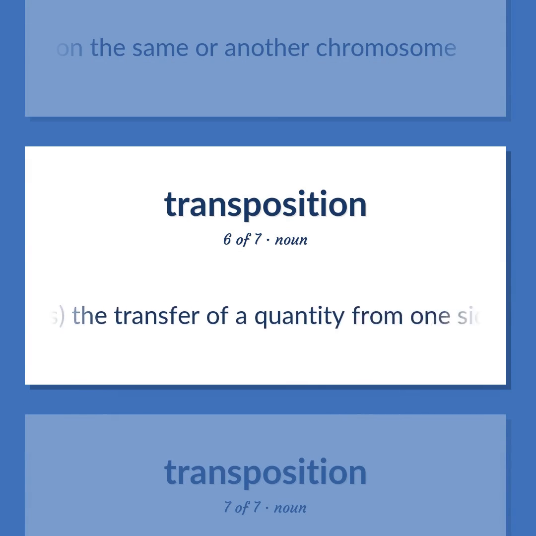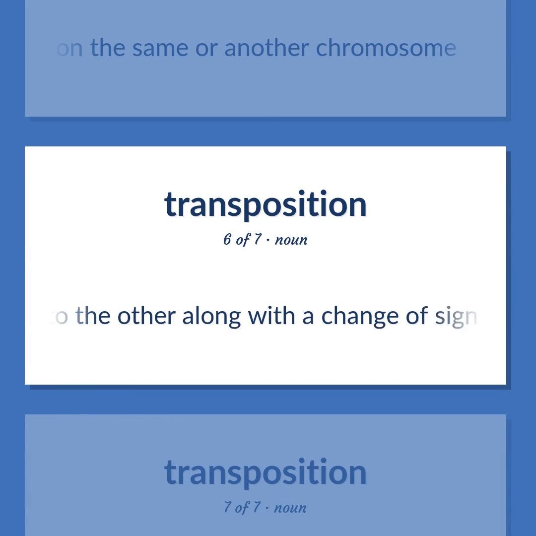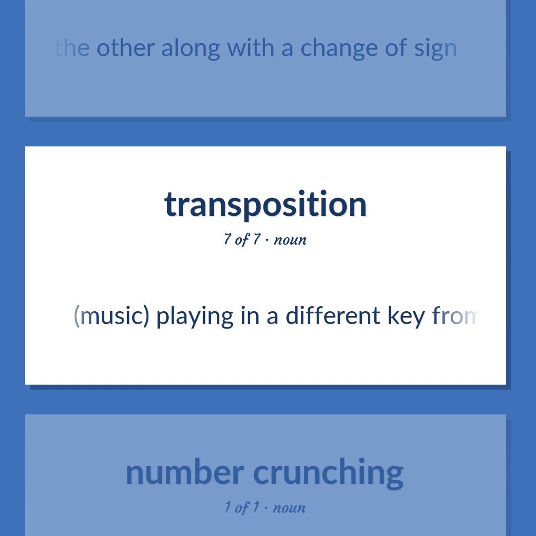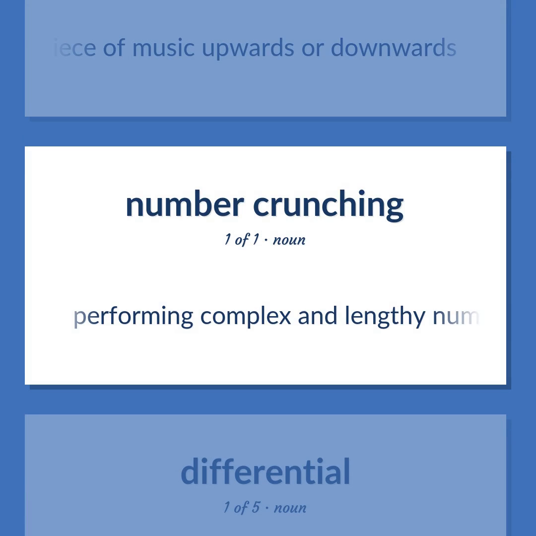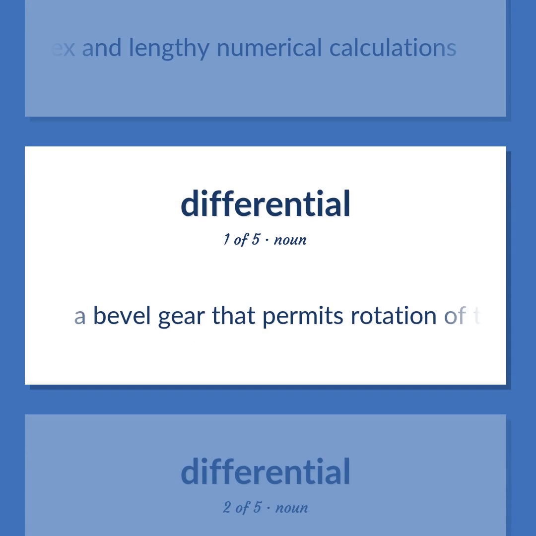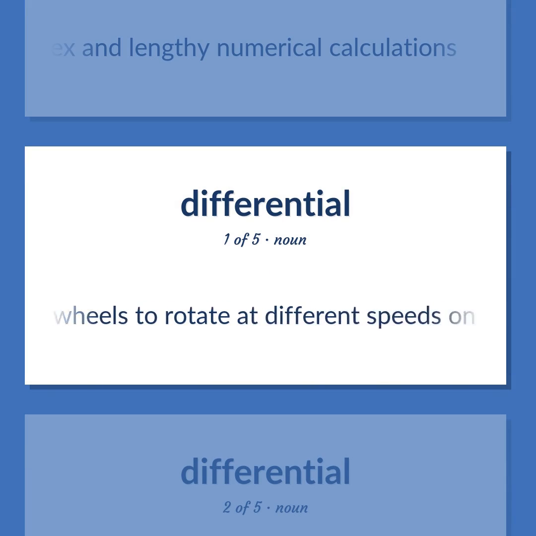Mathematics: the transfer of a quantity from one side of an equation to the other along with a change of sign. Music: playing in a different key from the key intended, moving the pitch of a piece of music upwards or downwards. Performing complex and lengthy numerical calculations. A bevel gear that permits rotation of two shafts at different speeds, used on the rear axle of automobiles to allow wheels to rotate at different speeds on curves.